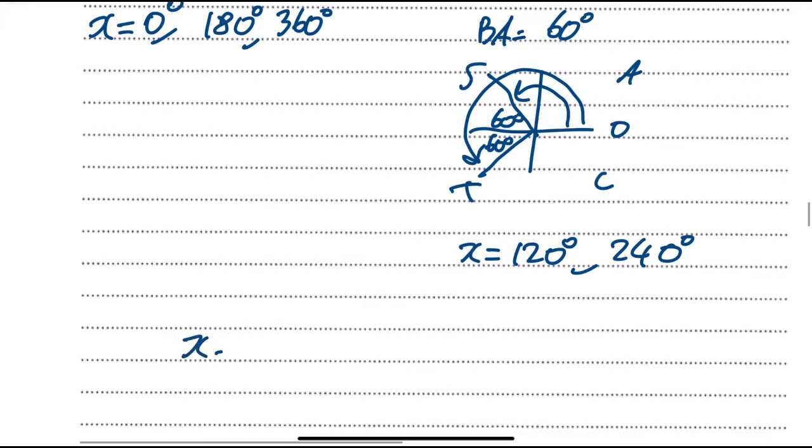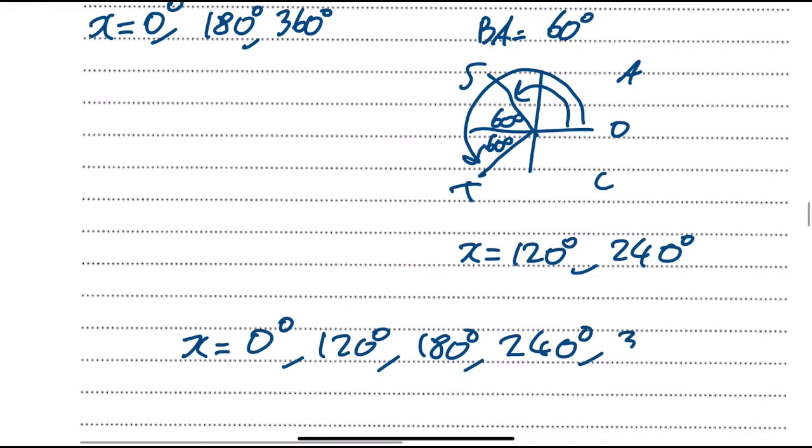So sum up your answers, just to be nice to the person marking it: 0 degrees, 120 degrees, 180 degrees, 240 degrees, and 360 degrees.